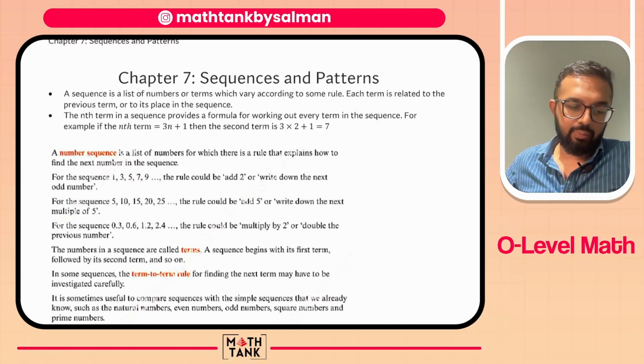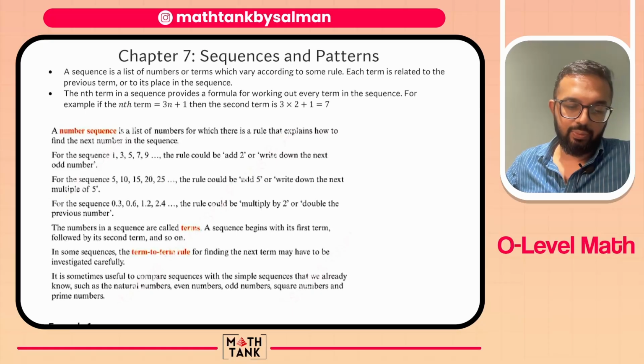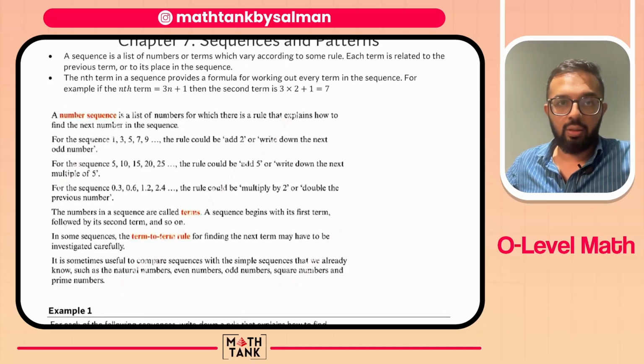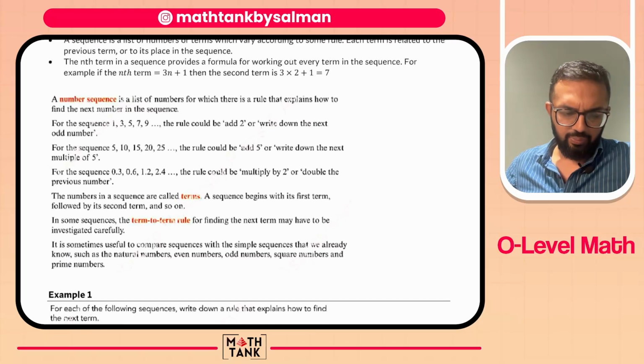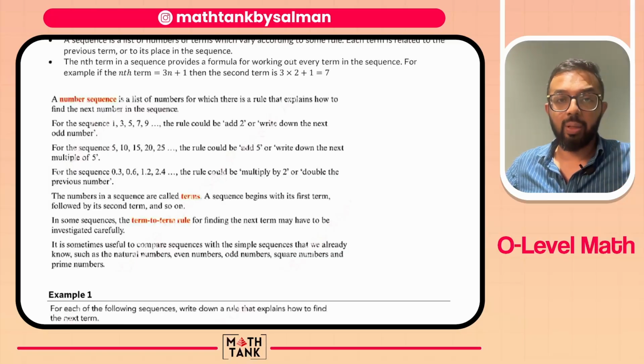A number sequence is a list of numbers for which there's a rule that explains how to find the next number. For example, for the sequence 1, 3, 5, 7, 9, the rule could be add 2 to write down the next number. Okay. For the sequence 5, 10, 15, 20, basically multiples of 5, the rule could be write down the next multiple of 5. Okay. For the sequence 0.3, 0.6, 1.2, 2.4, the rule could be multiply by 2. You can see that every subsequent term is being multiplied by 2 to get to the next term.